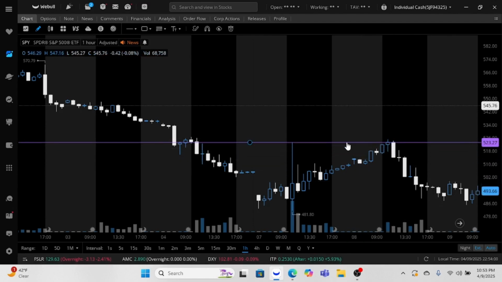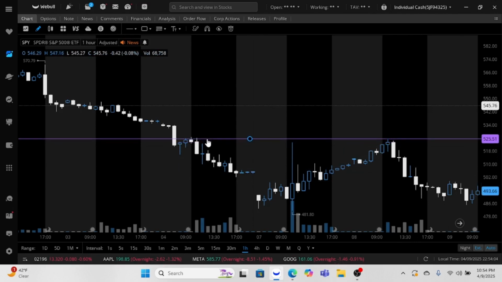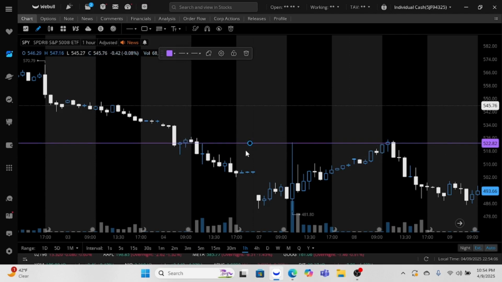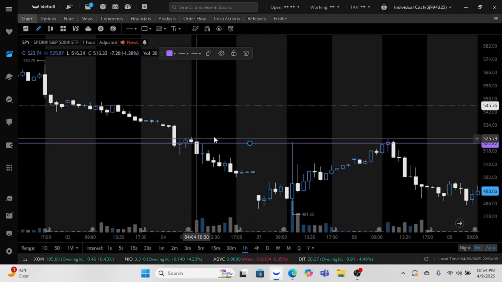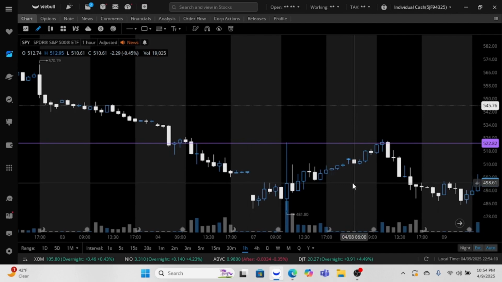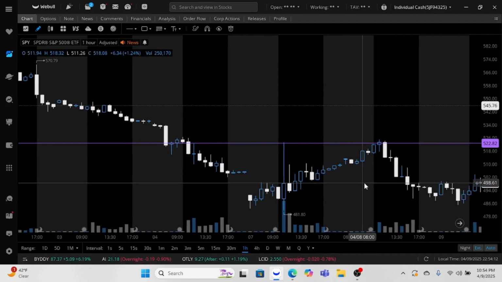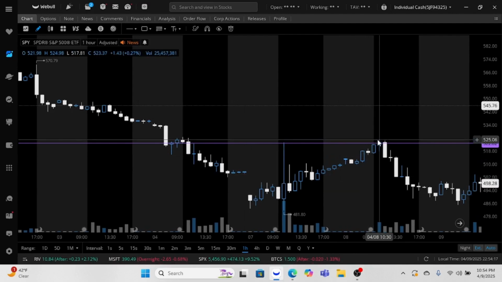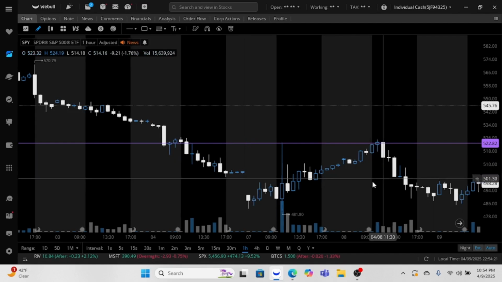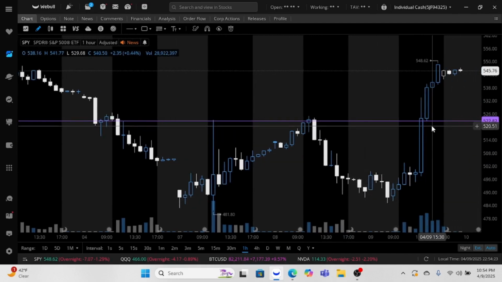But look how we have a high right here. These highs here, high here, high here. Look how they're relatively equal. So you can expect price to come above these highs. And what did it do? Price went above the highs.